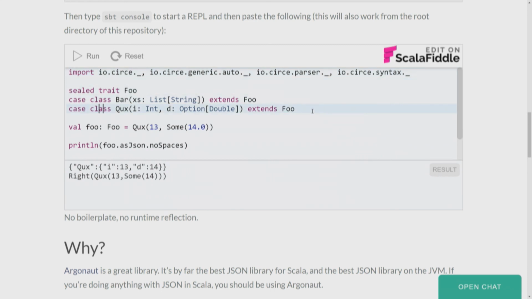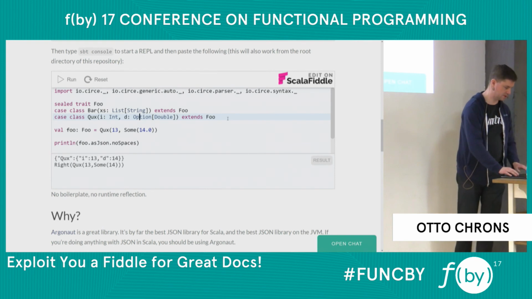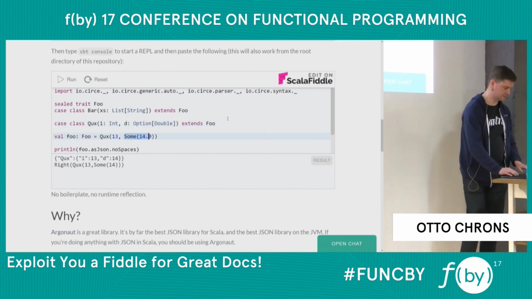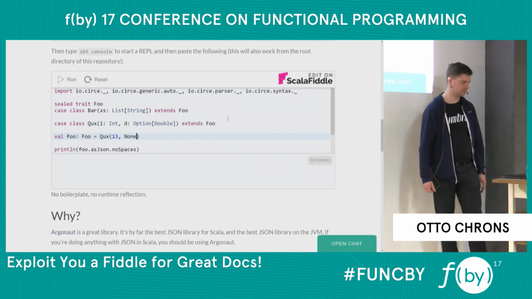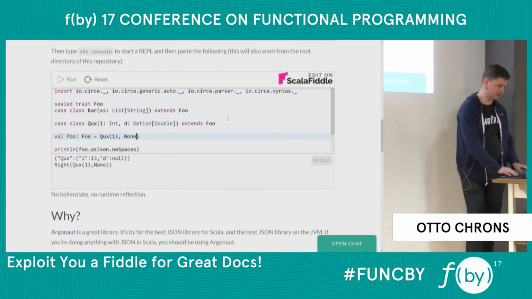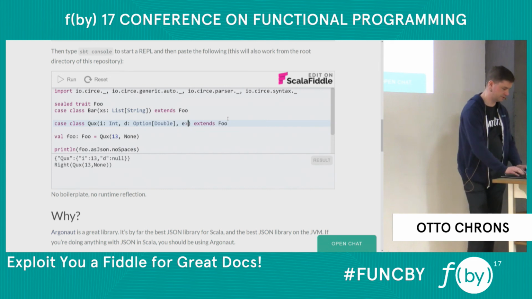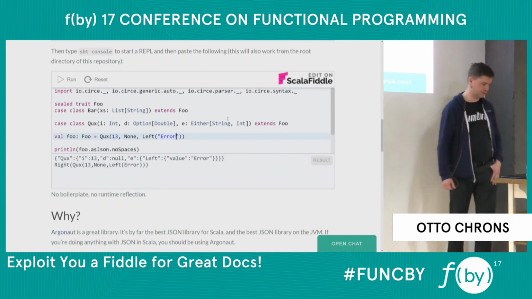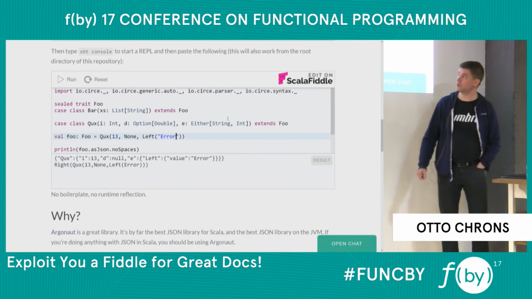So now let's do some exploration. Now I can see that if I have this option type here, it will encode it directly as 14. What if I actually put none? Because I'm interested in seeing how does it encode none in the JSON? Okay, it uses null. What if I add another type here, like either? Either is always interesting. How does it encode that? Let's put a left error here, and let's see what happens. Okay, so Circe is using this kind of a technique for encoding either.